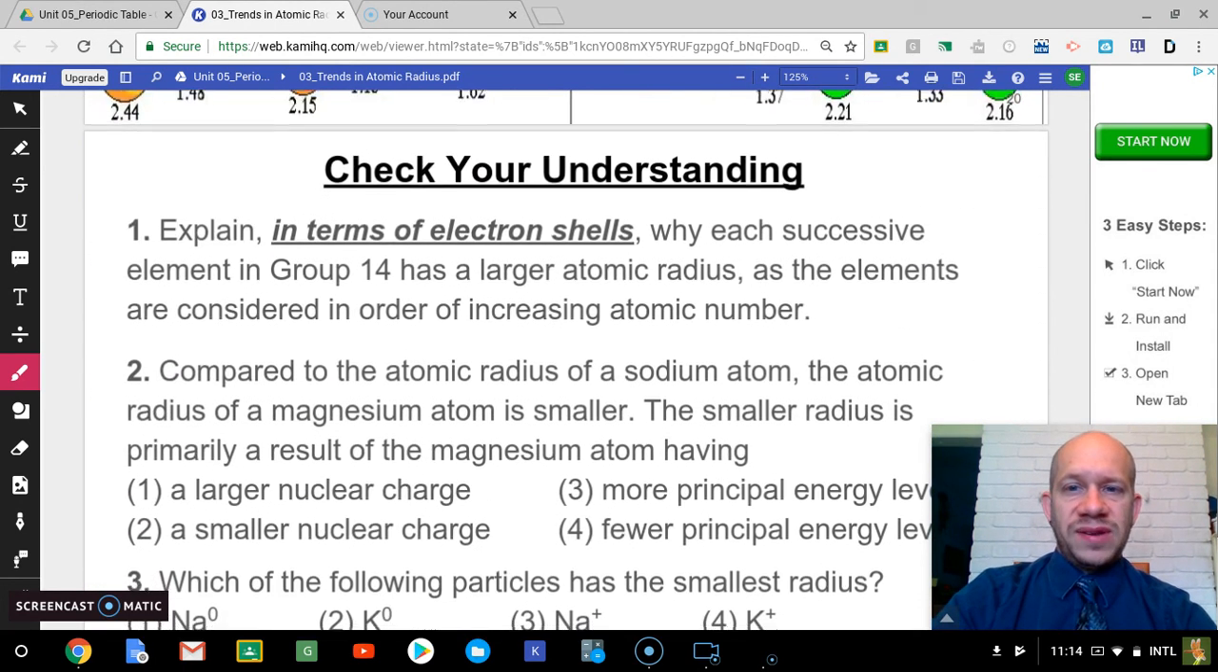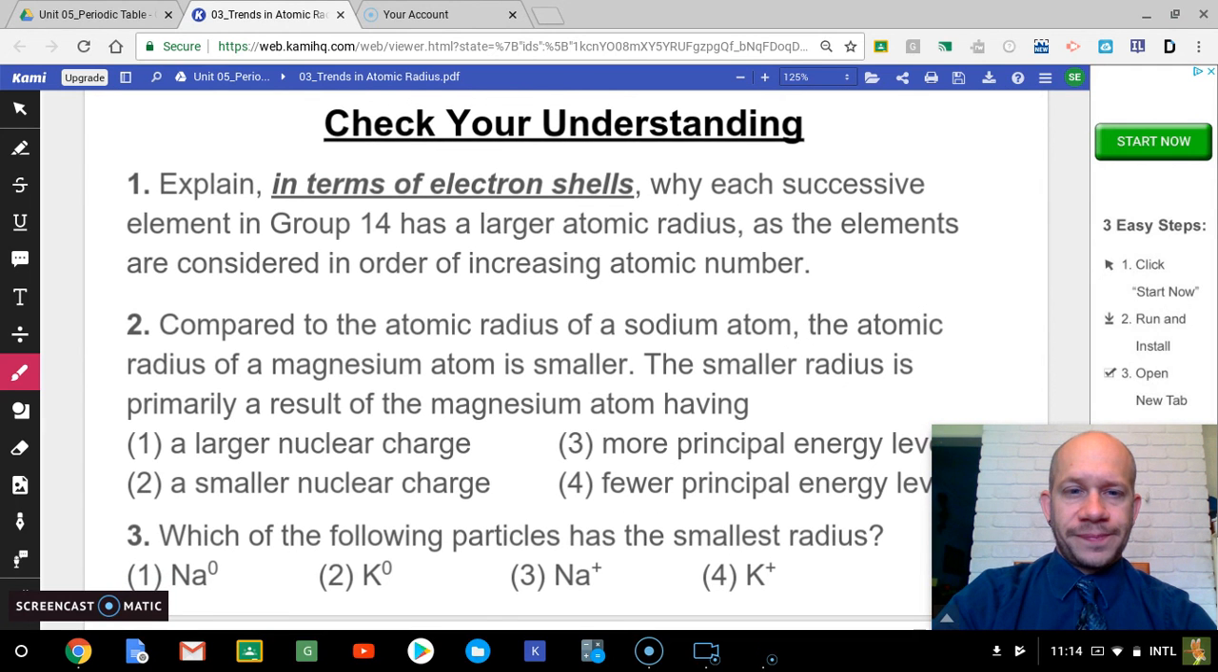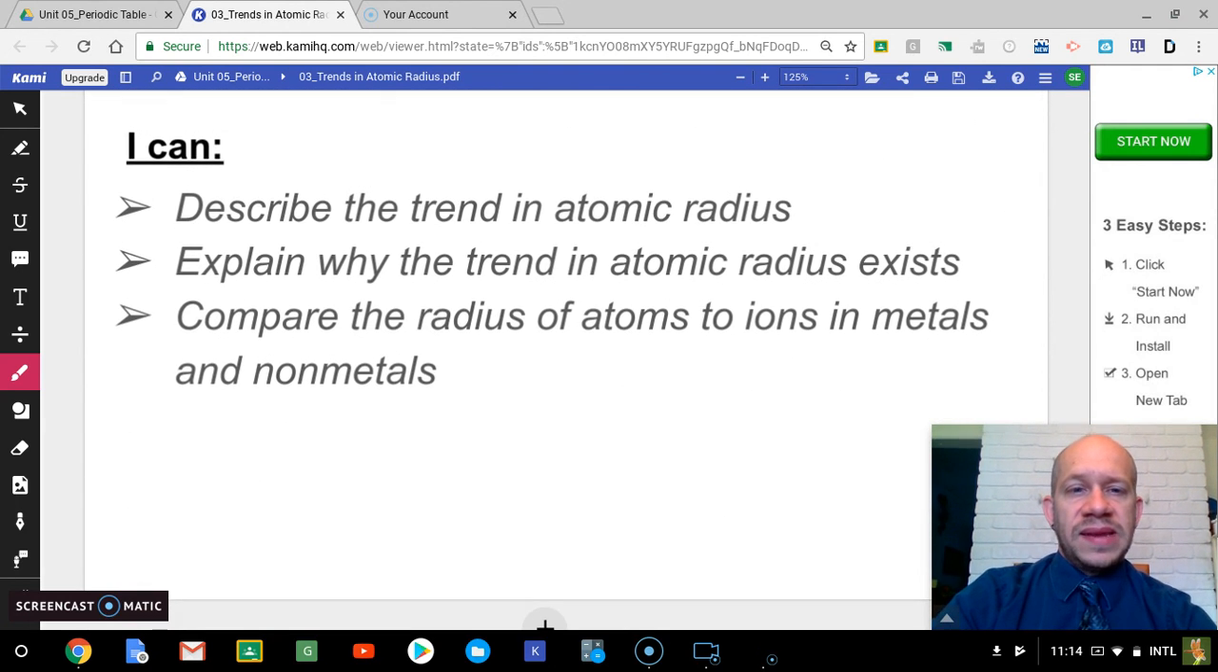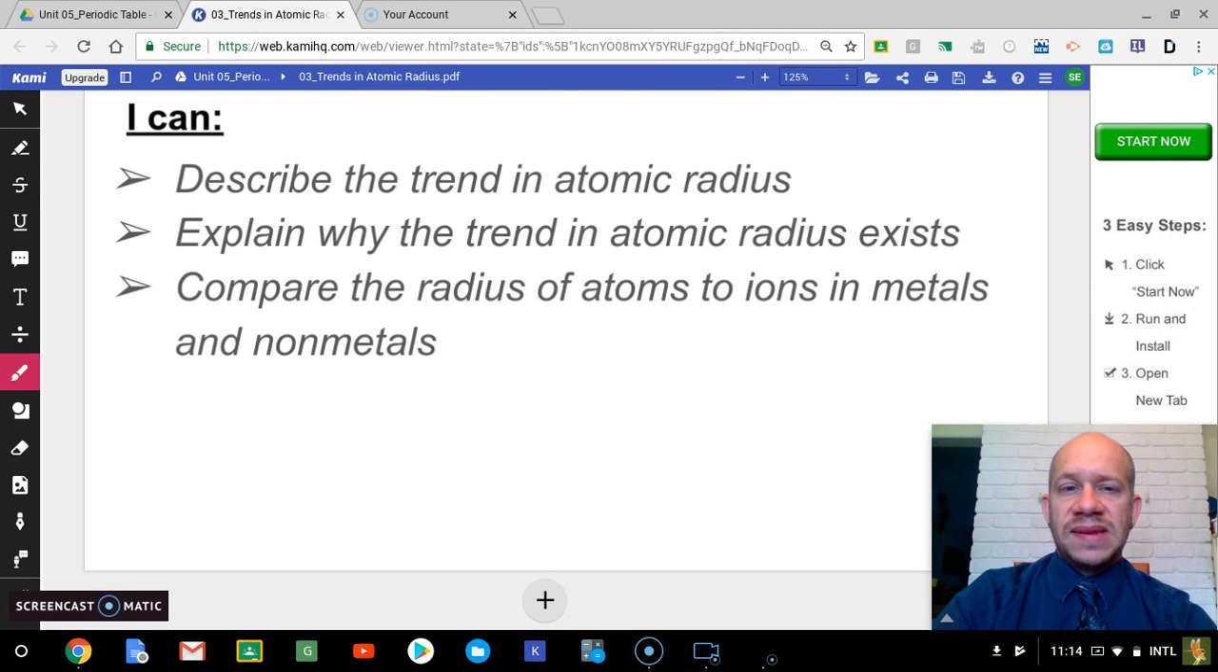So check your understanding. And now you are able to describe the trend in atomic radius, explain why that trend in atomic radius exists, and compare the radius of atoms to ions in metals and nonmetals.